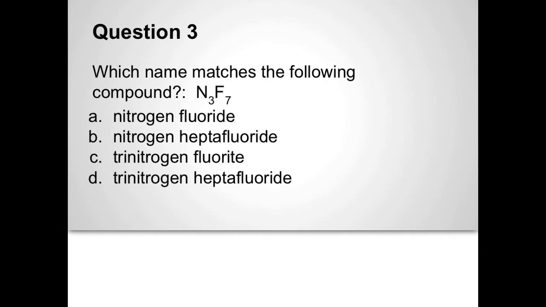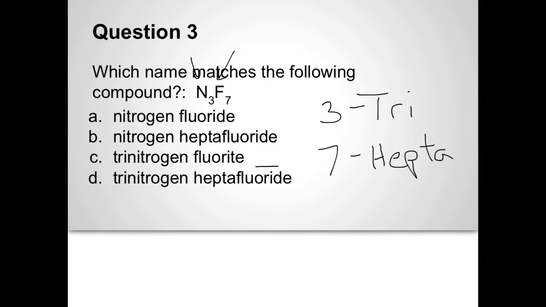Number 3, which name matches the following compound? So here we have nitrogen and fluorine. So we have two nonmetals, which means this is a molecular compound. Molecular compounds, or covalent compounds, we need to indicate the number of atoms by using prefixes, because nonmetals can often combine in more than one ratio, and there's no charge to base it on. So N3, 3 has the prefix tri, and F7, 7 has the prefix hepta. So that means we are looking at trinitrogen heptafluoride.